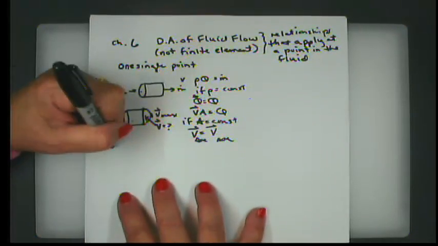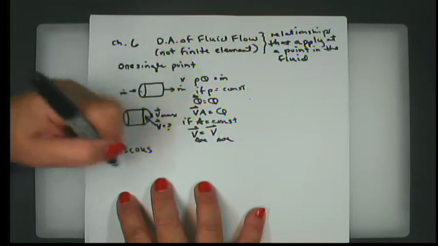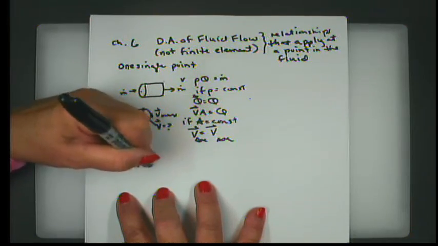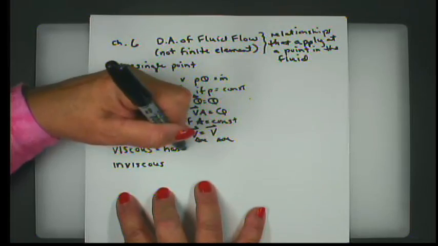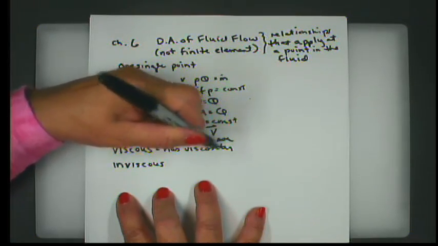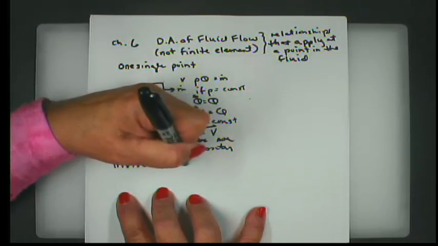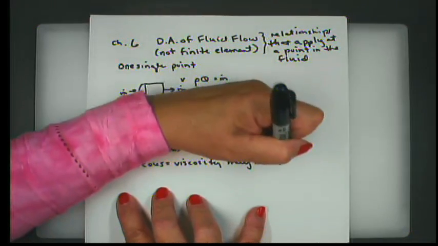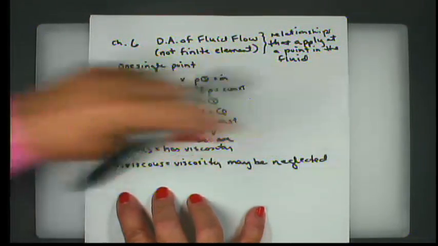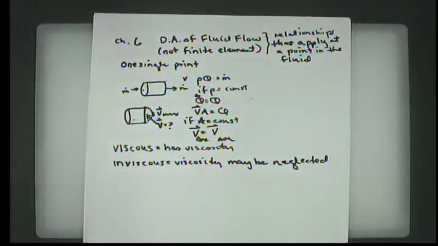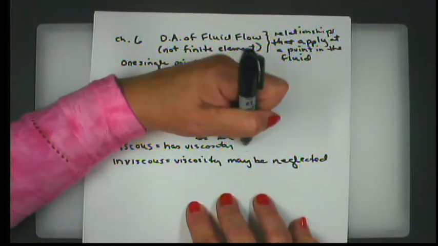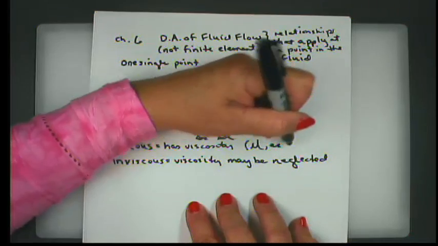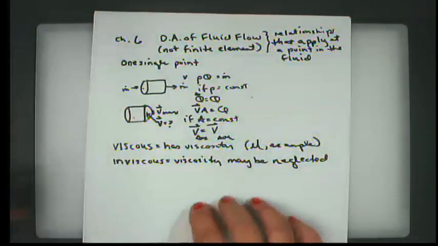So to get into some ideas of how we're going to analyze fluid flow, we need to talk about some definitions. Okay, a viscous flow has viscosity, and inviscid means viscosity may be neglected. Now, it doesn't really mean that it's equal to zero, because all fluids are to some degree viscous. They have some amount of viscosity. And if you remember, we talked about dynamic and kinematic viscosity, where mu, for example, is the viscosity. Right? And there's a relationship.